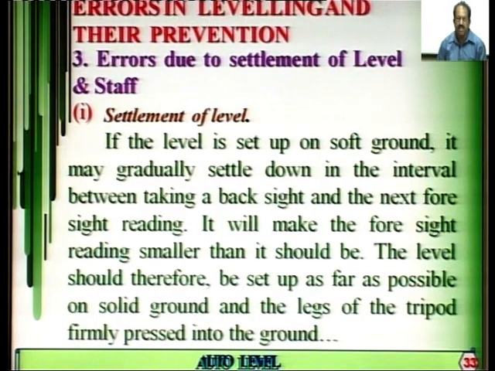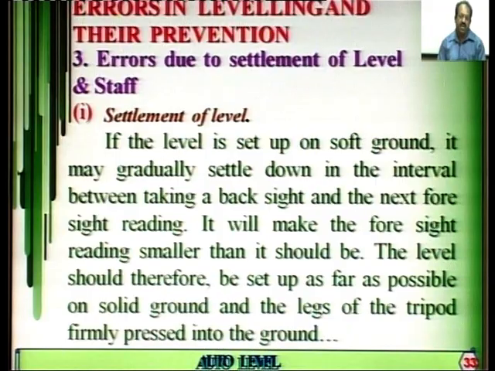Next is settlement of level, the errors due to settlement of level and staff. First we study settlement of level. If the level is set up on soft ground, that is, the ground soil is very loose, it may gradually settle down in the interval between taking a backsight and the next foresight reading. It will make the foresight reading smaller than it should be. So, how can we avoid it? The level should be set up as far as possible on solid ground.